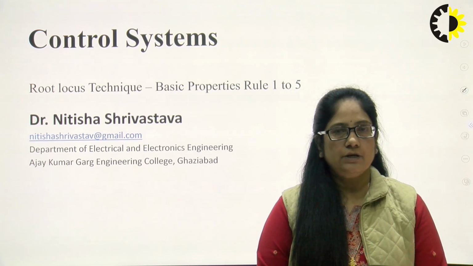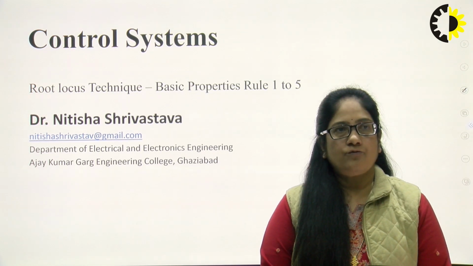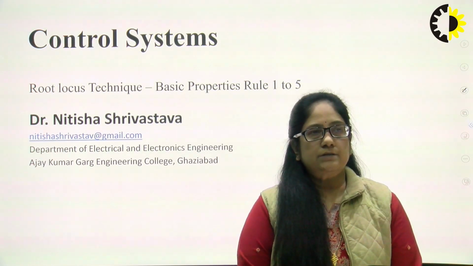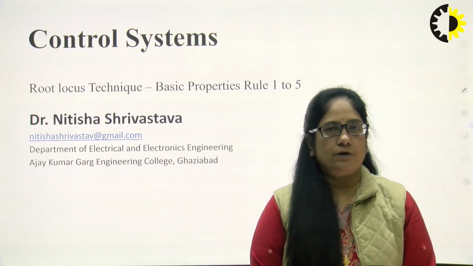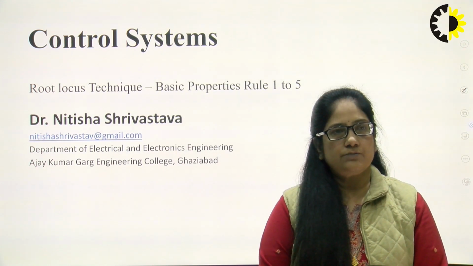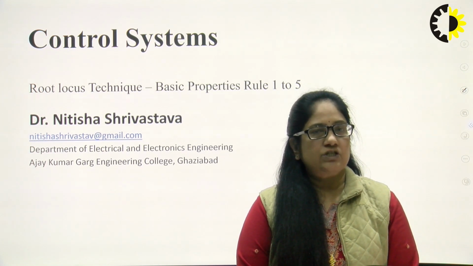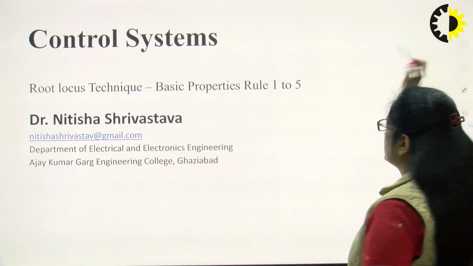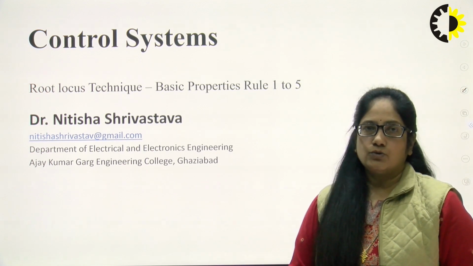This is the second lecture. In this lecture, we will understand the basic properties to plot the root locus. As we discussed, the root locus is a graphical method for analysis of a system to determine the stability and the transient response of the system for a varying parameter which is changing in the control system. So we will discuss here the basic properties, starting from property 1 to property 5.